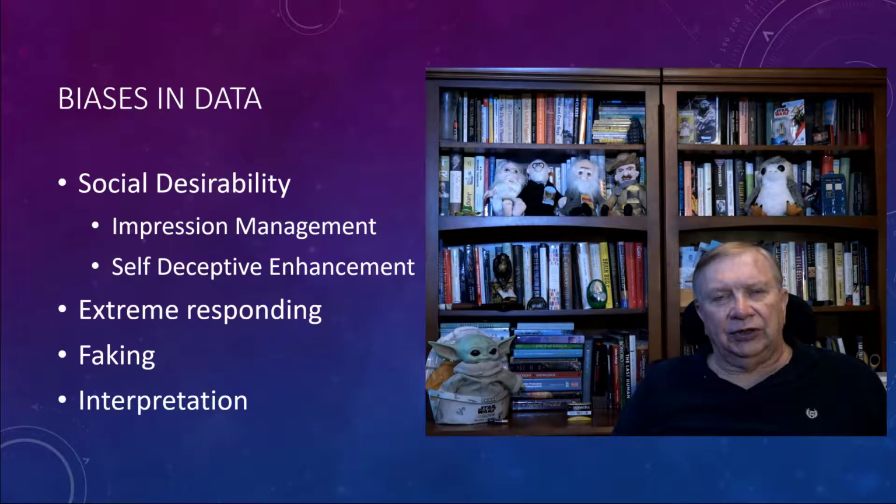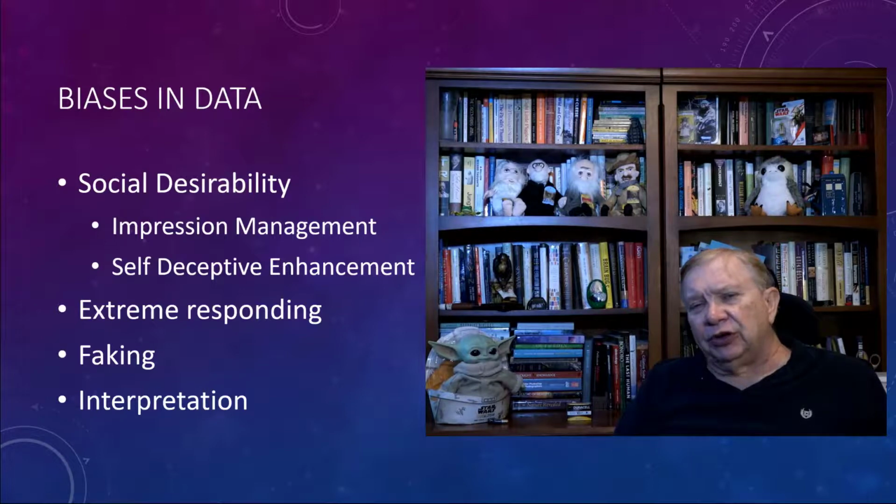Now, Delroy Paulhus at the University of British Columbia has studied social desirability, and he breaks social desirability down into two subcomponents. The first is an active one, it's impression management. This is where an individual attempts to sway your impression of them in some way. And it could be good or it could be bad.